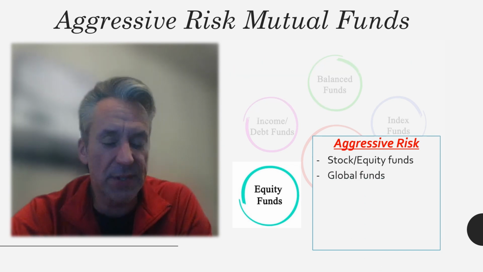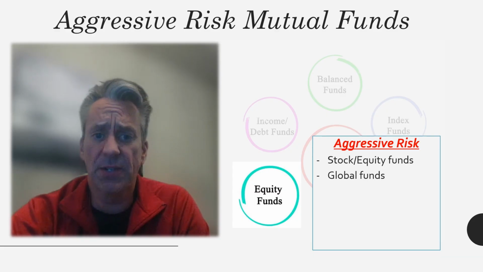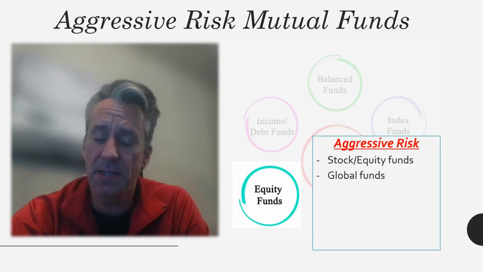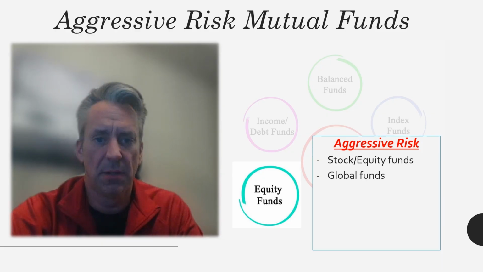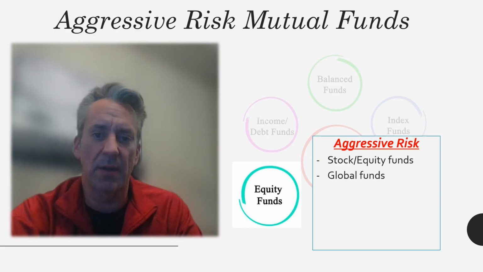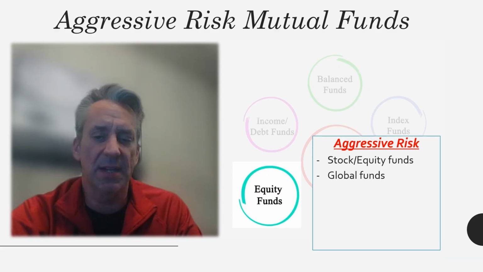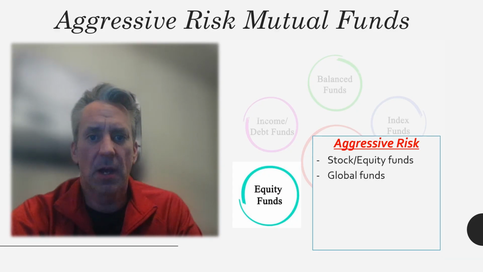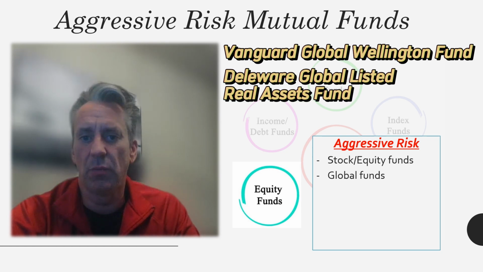Global funds are also in the aggressive risk class. Global funds invest in companies located anywhere in the world, including the investor's own country. A global mutual fund would be how you would invest internationally in other stock markets without the risk or fear of not knowing what you're doing when investing in other companies. A couple examples of global funds would be Vanguard Global Wellington Fund or Delaware Global Listed Real Assets Fund.